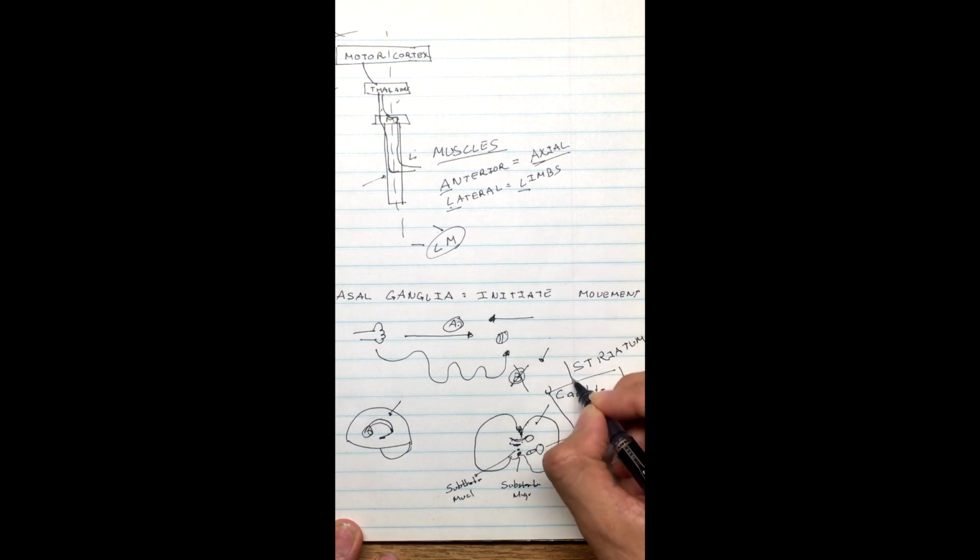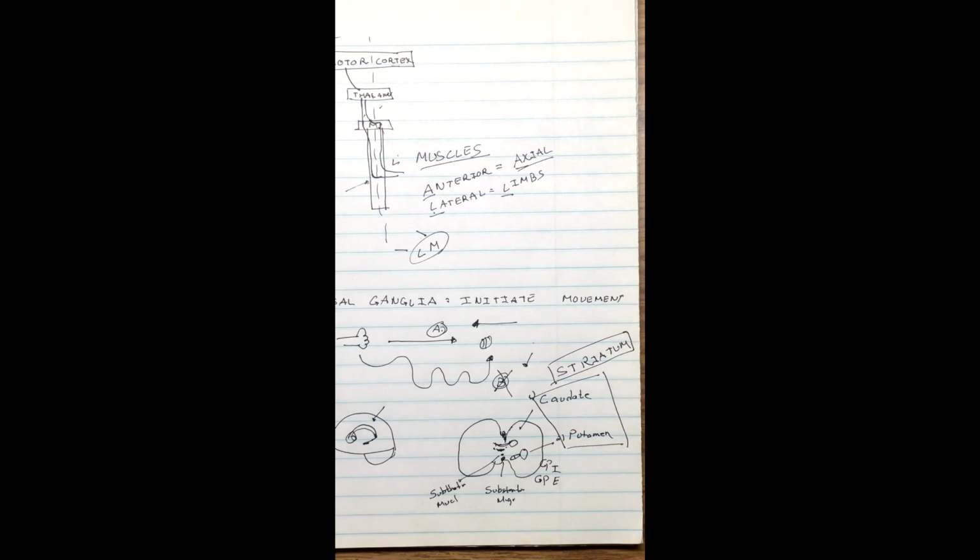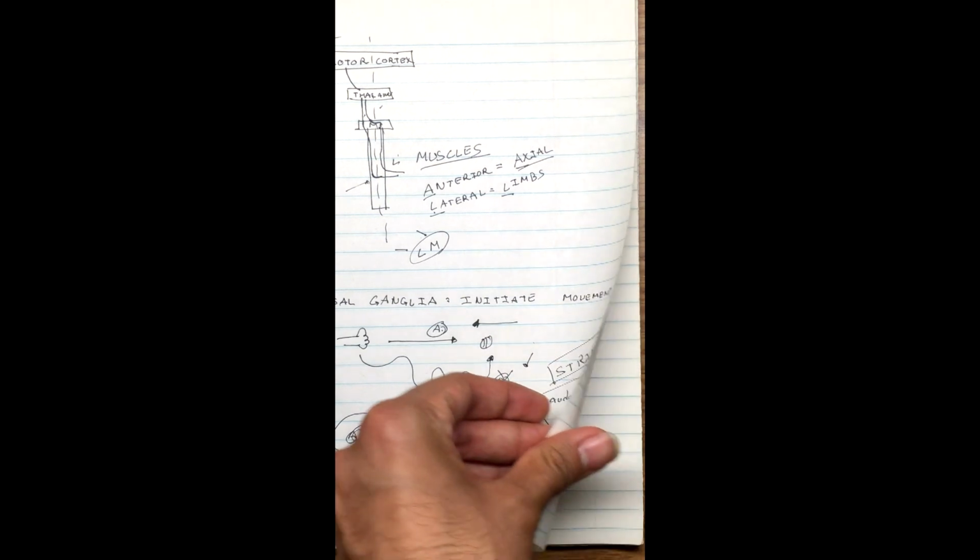S-T-R-I-A-T-U-M. So striatum is just collectively referring to both the caudate and the putamen. So it's still part of the basal ganglia. Okay. So now let's talk much more about the circuitry.